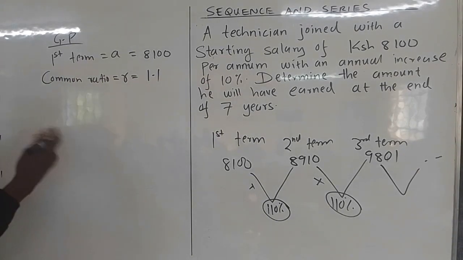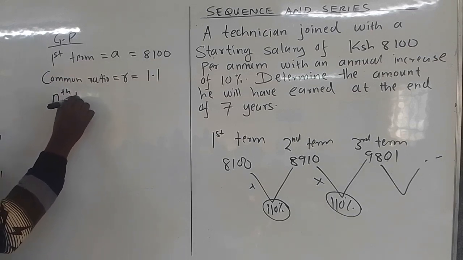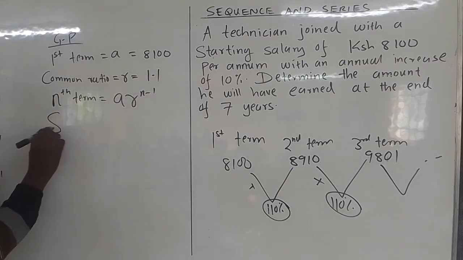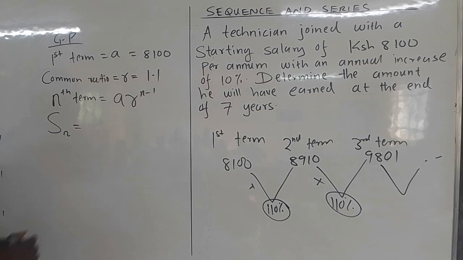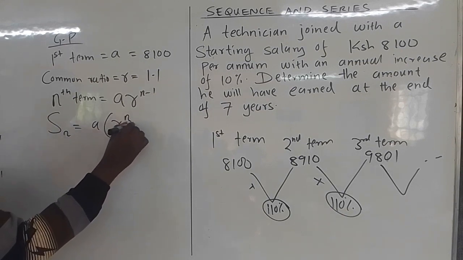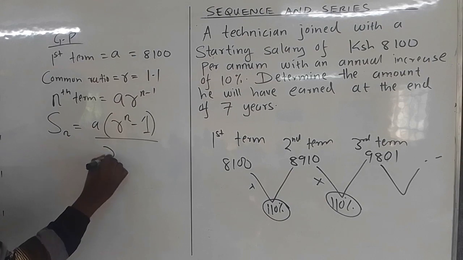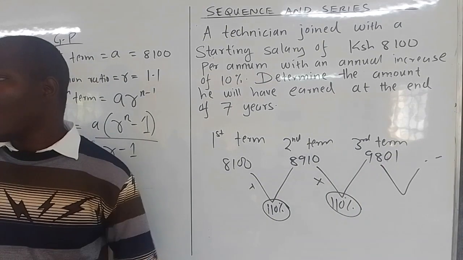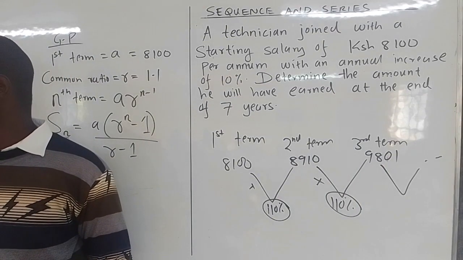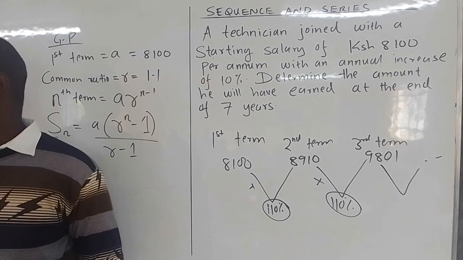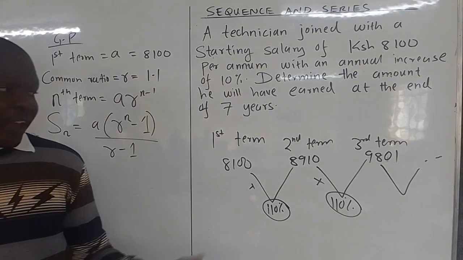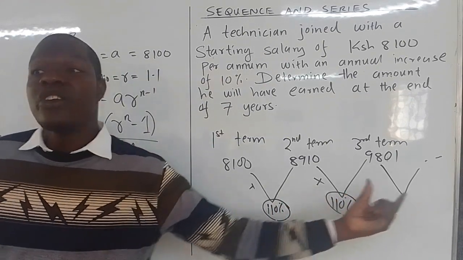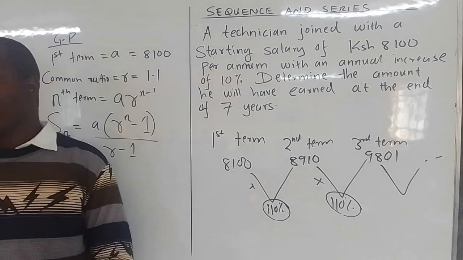Then the nth term, how do we get the nth term of a geometric progression? a r to the power n minus 1. Then how do we get the sum of n terms of a geometric progression? It is a times r raised to power n minus 1 over r minus 1, isn't it? So this diagram is to assist you identify the kind of series we're dealing with. Is it arithmetic or is it geometric? When we tried arithmetic, there was no common difference. And when we tried geometric, there is a common ratio. So it is automatically a geometric progression.